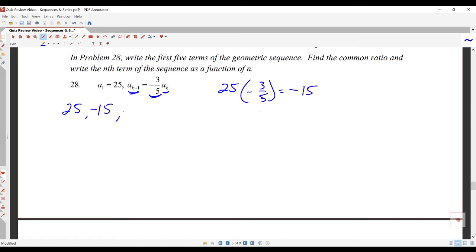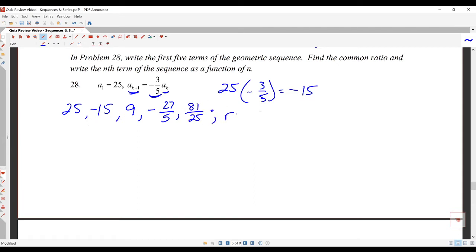Multiply that by negative 3/5 makes it a positive. Divide that by 5 gives us 3, times 3 is 9. Divide that by 5 gives me 9 over 5, times 3 is 27 over 5. Multiply by negative makes it positive, divided by 5 makes that over 25, times 3 makes that 81.